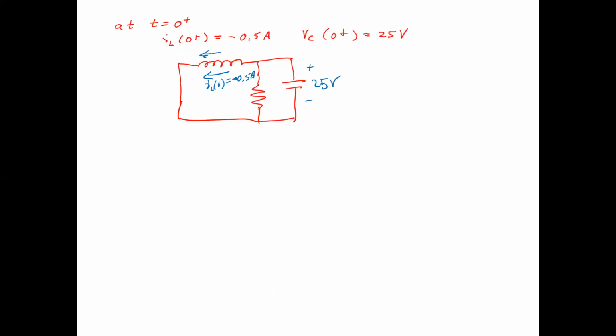So if that's minus 0.5 amps going to the left, don't we have 0.5 amps going to the right through that inductor still? Can we just get rid of that negative? That's a lot easier to think of. You've got 0.5 amps going to the right through that inductor, and the capacitor is at 25 volts. If you have 25 volts across this resistor, which happens to be 50 ohms, how much of that 0.5 amps is going through the resistor?